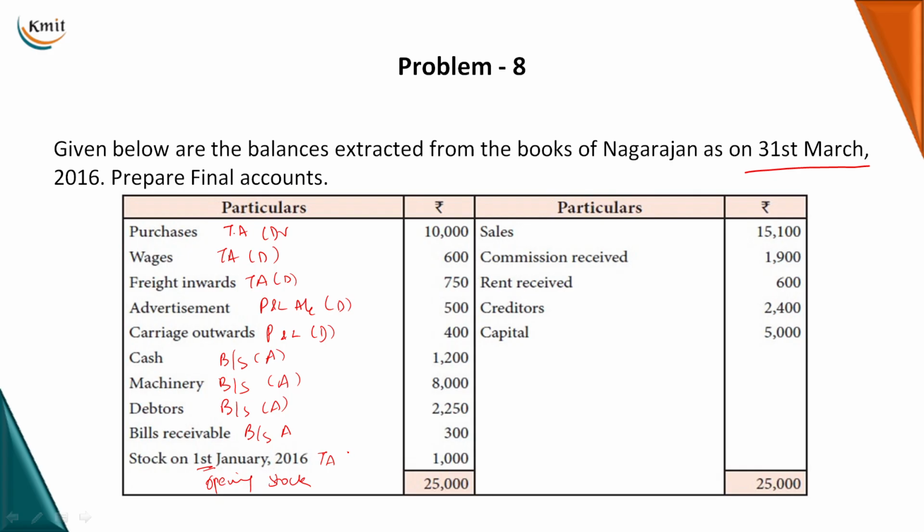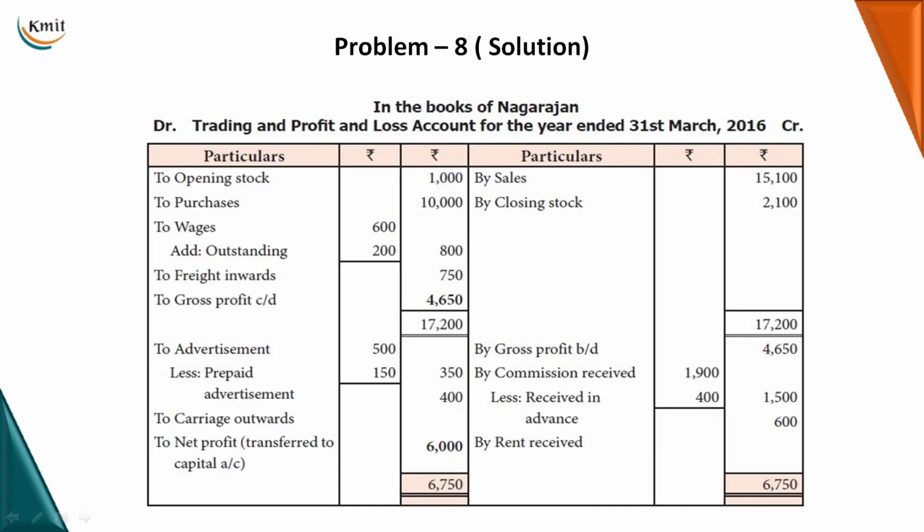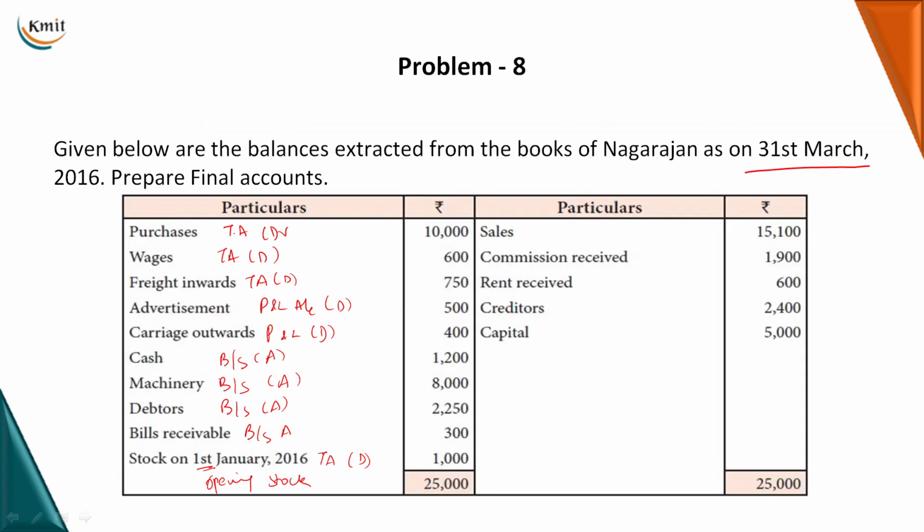Trading account, debit side. Now sales, trading account, credit side. Commission received is P&L account, credit side. Rent received is also an income, P&L account, credit side. If it is rent paid, it will be on the debit side. Creditors, balance sheet, liabilities. Capital, balance sheet, liabilities.